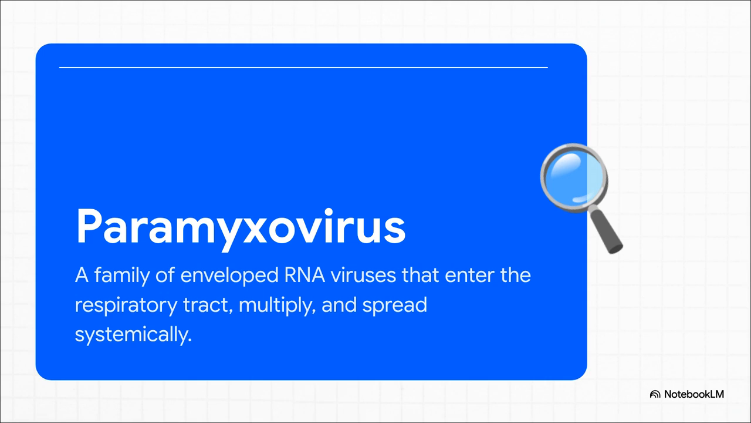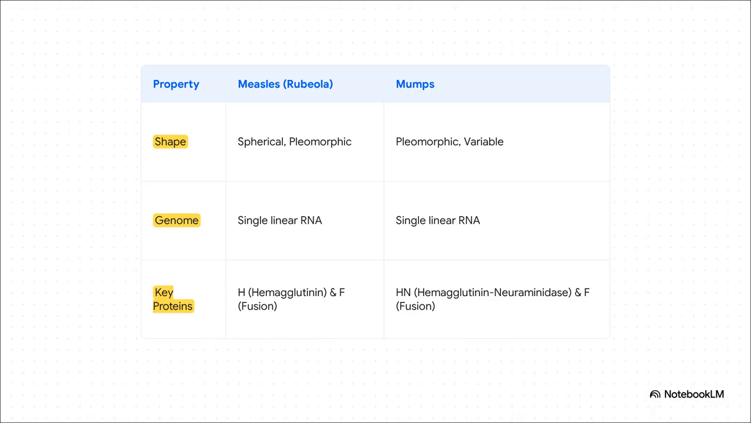And their game plan? It's brutally effective. They get in through your breath, multiply like crazy, and then go systemic. We're talking a full-body invasion. Okay, let's pull up the rap sheet on our two main suspects. Now, you can see they've got a family resemblance. They're kind of similar in shape, same RNA blueprint. But, and this is the crucial part, the difference is in their toolkit, specifically their surface proteins.